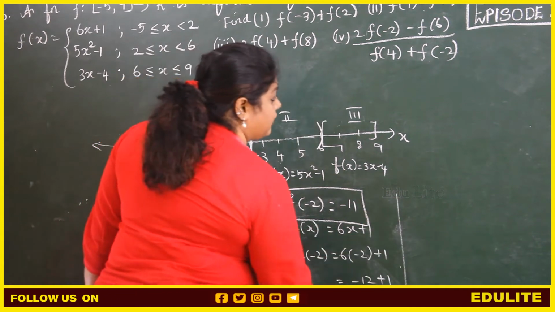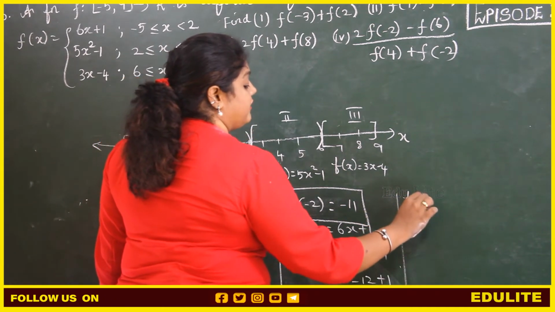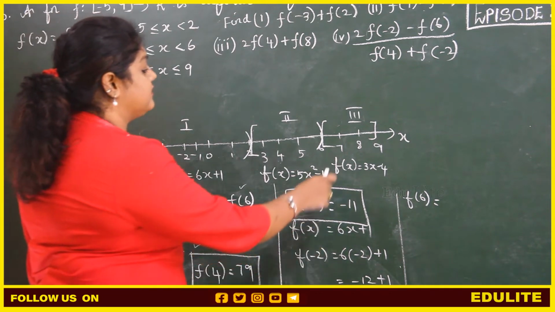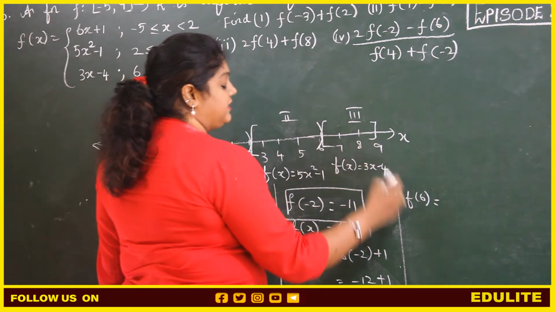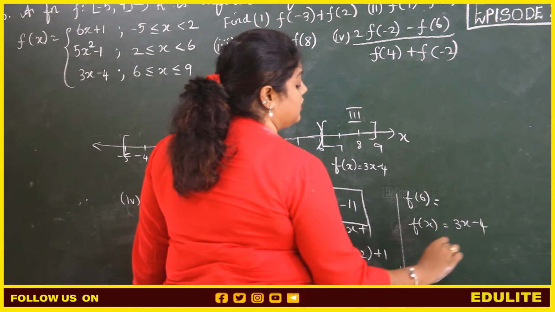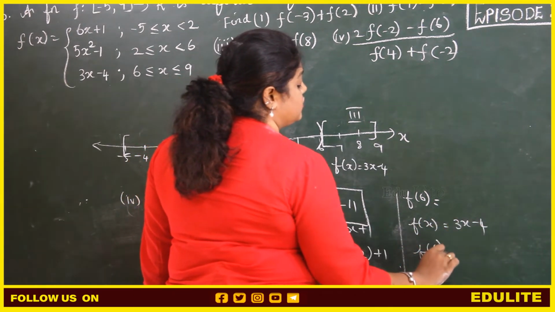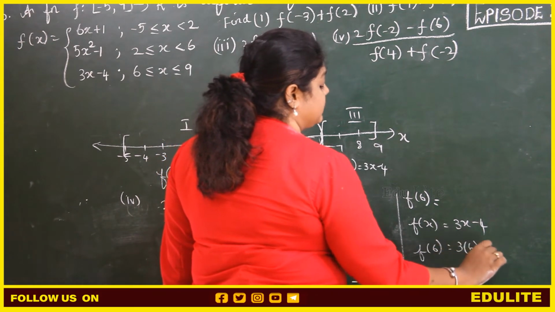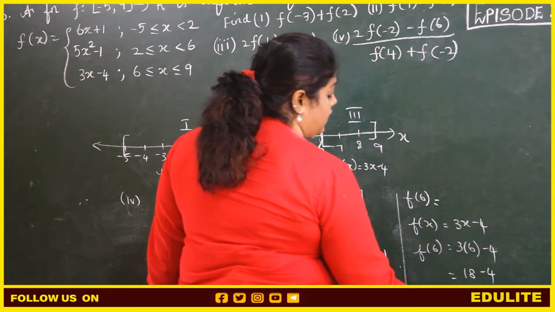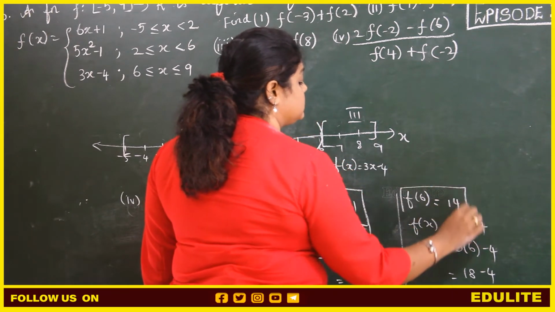Next we will find f of 6. To find the value of f of 6 we need to use the third interval because 6 falls in the third interval. f of x is equal to 3x minus 4. f of 6 is equal to 3 into 6 minus 4, 3 into 6 is 18, minus 4, 14. So, f of 6 is equal to 14.